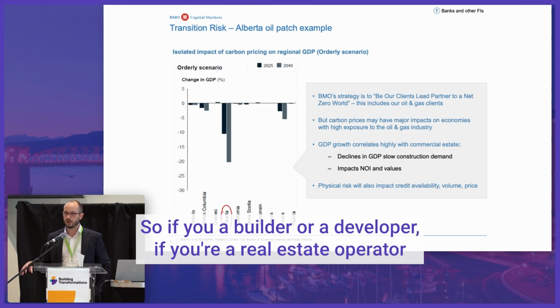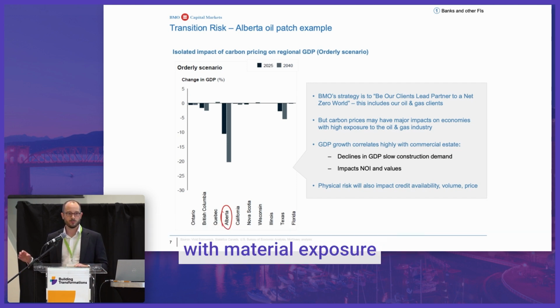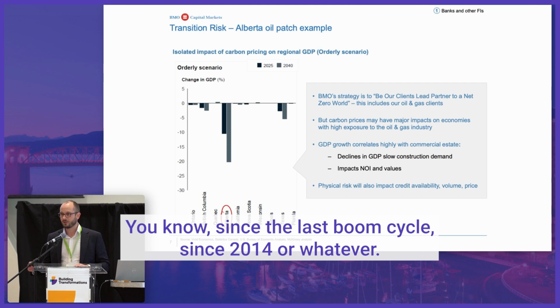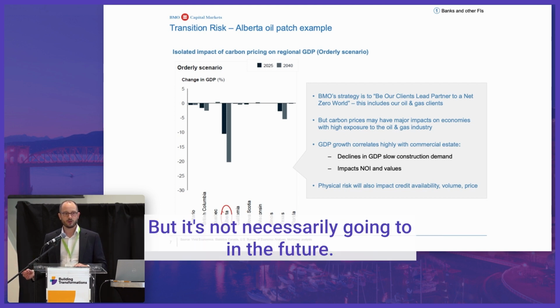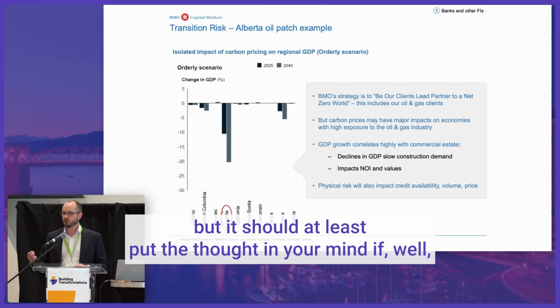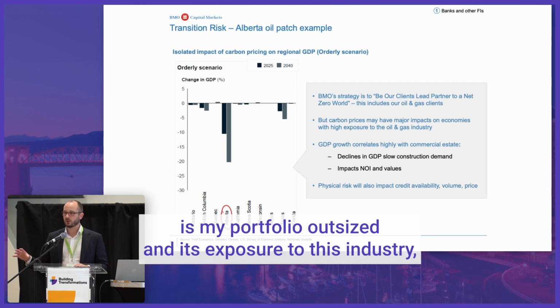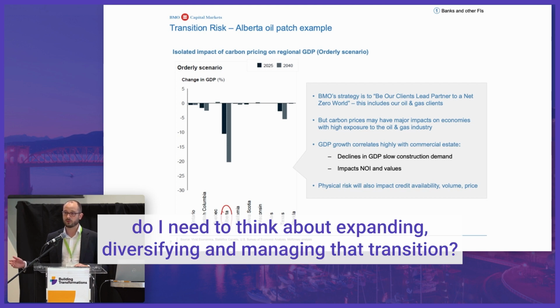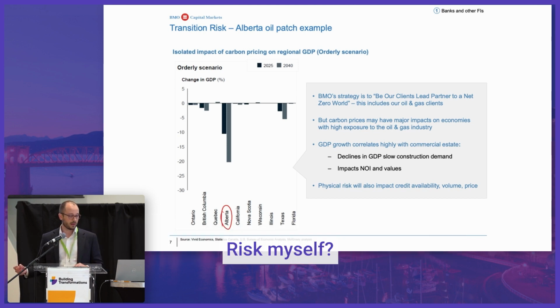So if you're a builder or developer, if you're a real estate operator with material exposure to the oil and gas industry in Alberta, everything may have looked fairly sunny since the last boom cycle, since 2014 or whatever, but it's not necessarily going to in the future. And again, it's not to say you divest from supporting oil and gas clients, but it should at least put the thought in your mind of, well, is my portfolio outsized in its exposure to this industry? Do I need to think about expanding, diversifying, and managing that transition risk myself?